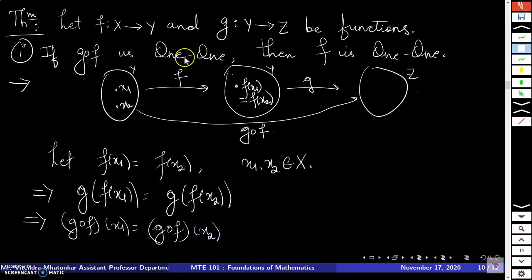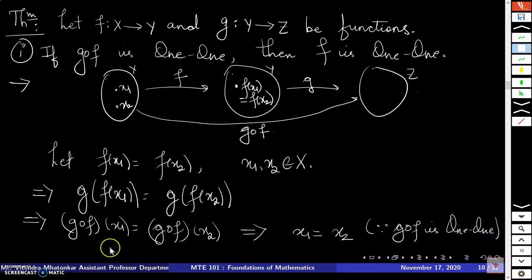But g composite f is given to be a 1-1 map, and g composite f of x1 is equal to g composite f of x2. This implies x1 is equal to x2, since g composite f is 1-1. So if f of x1 equals f of x2, then I can say that x1 is equal to x2, and that tells us that the function f is 1-1. I cannot conclude anything about the function g here, and I will leave that as an exercise.